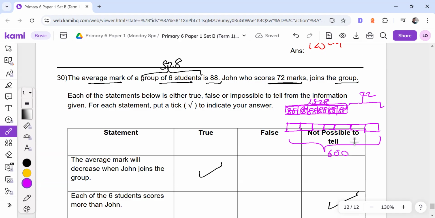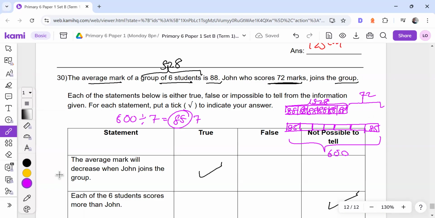So now, can you find the average of all the 7 students? You take 600 and you divide by 7. Do your dividing and you will get a decimal, 85 point something. There's a remainder there, but don't care about the remainder. Just look at the whole number, which means that the average is now 85. Right? The average is now 85.